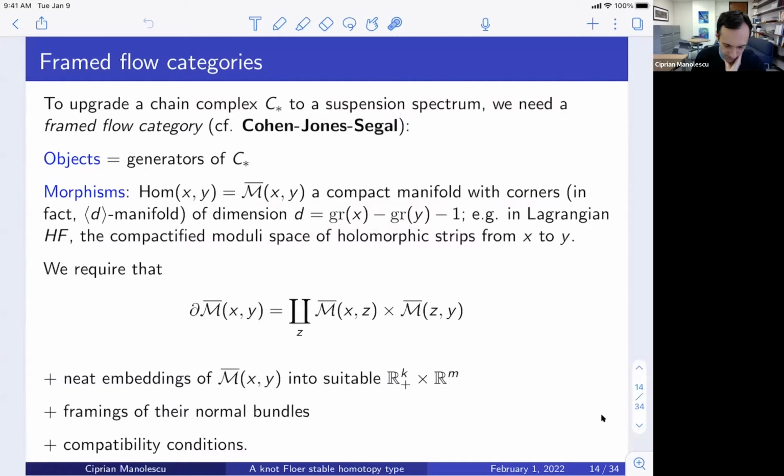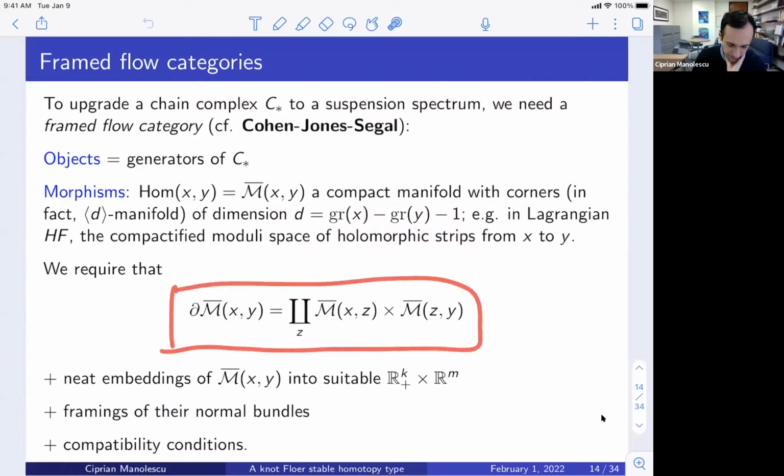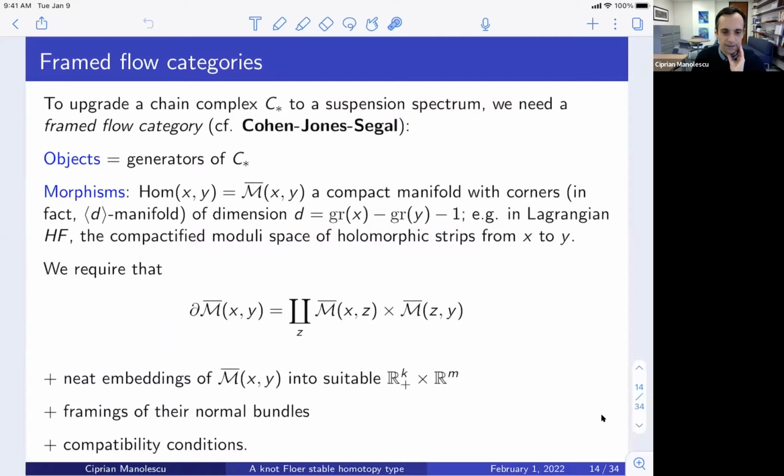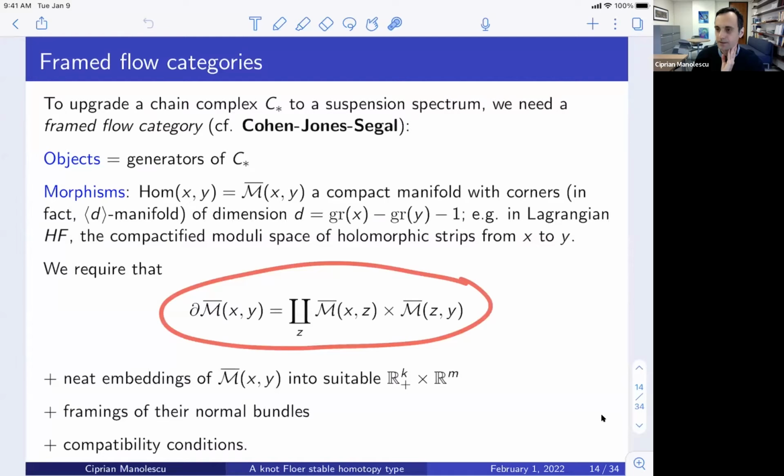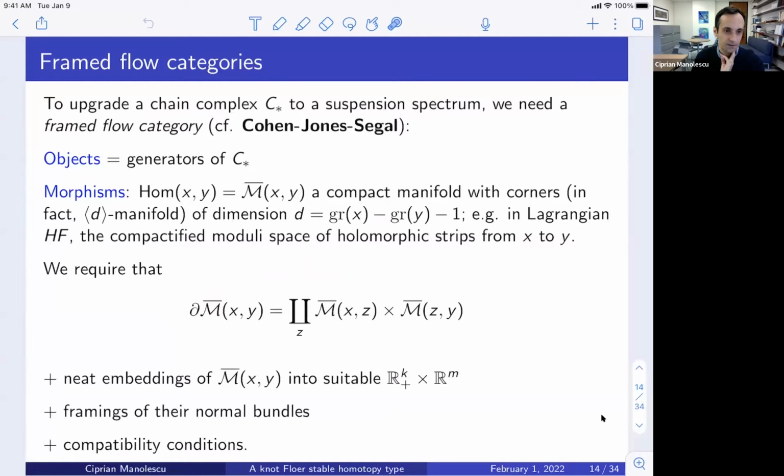So you want to construct such a space satisfying the property that the boundary of M-bar XY is the disjoint union over all ways of breaking the trajectories from X to C and C to Y. And then you have more stuff. You also need to embed these spaces neatly into suitable Euclidean spaces with corners. They're manifolds with corners, and this embedding has to preserve the corner structure. You need to frame the normal bundles of these manifolds inside the Euclidean space. And you need compatibility of the embeddings under this relation and compatibility of the framings under this relation. Okay, so that's a frame flow category. And once you have such a thing, you get a spectrum.